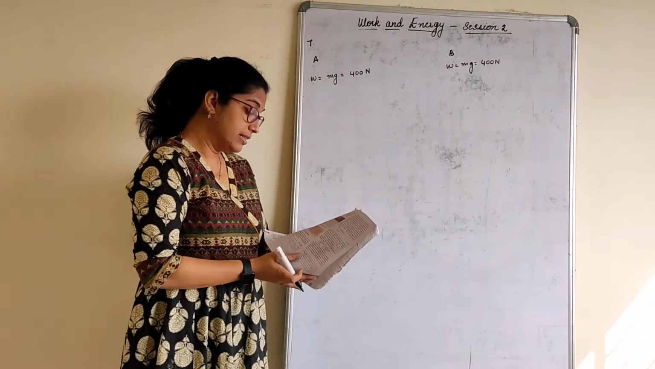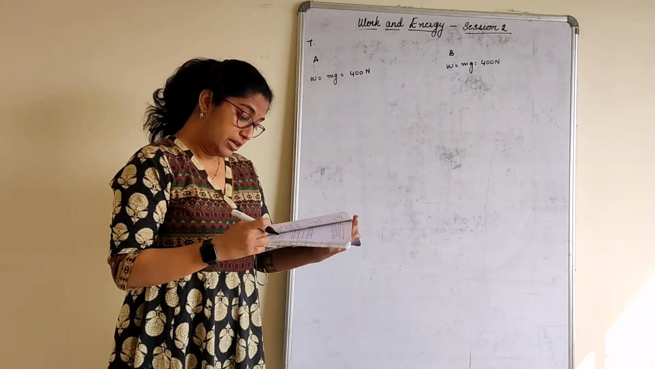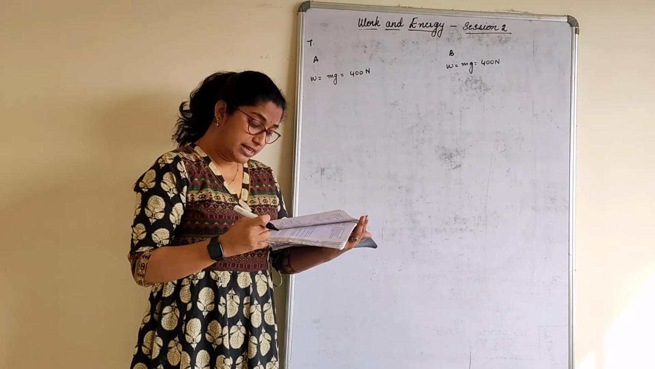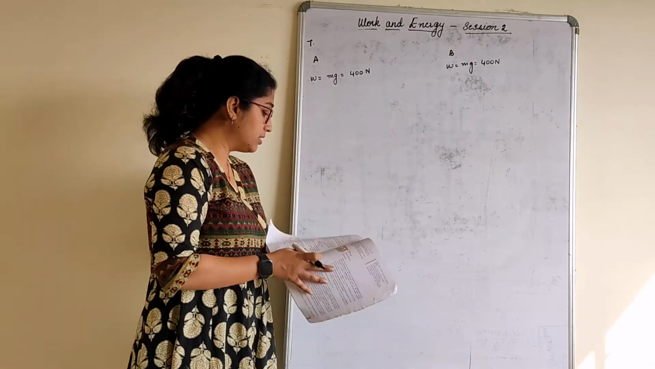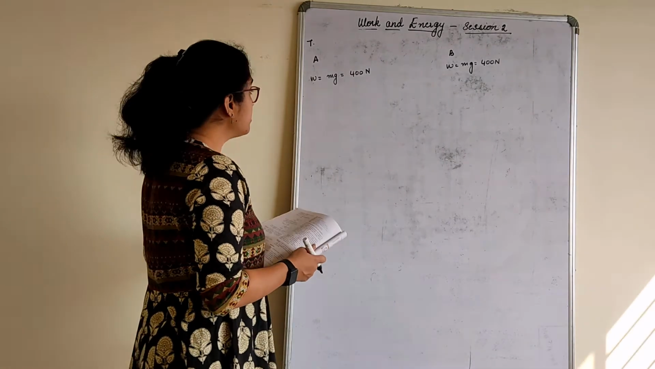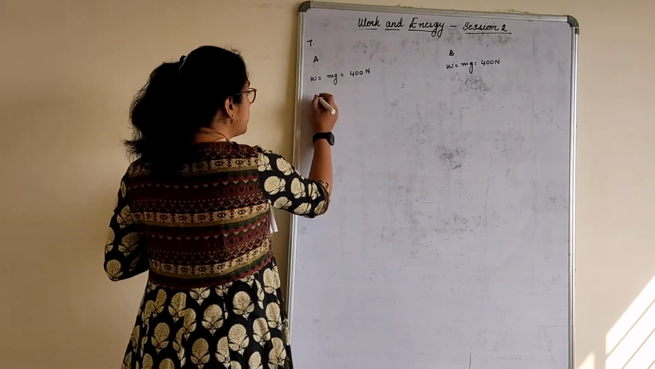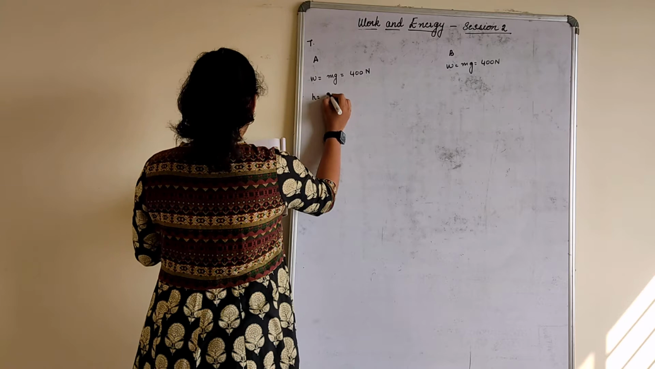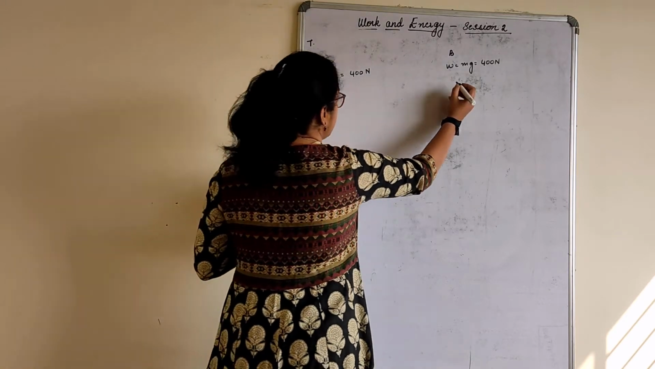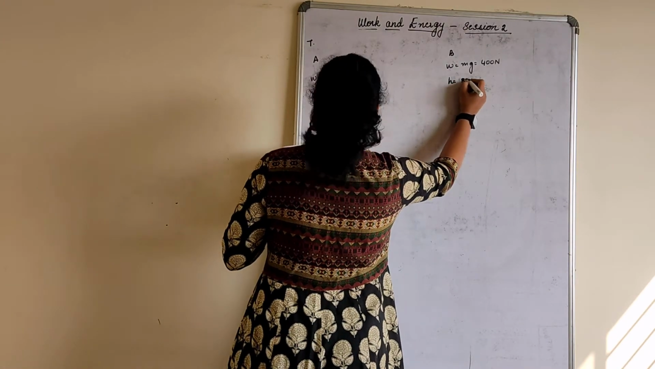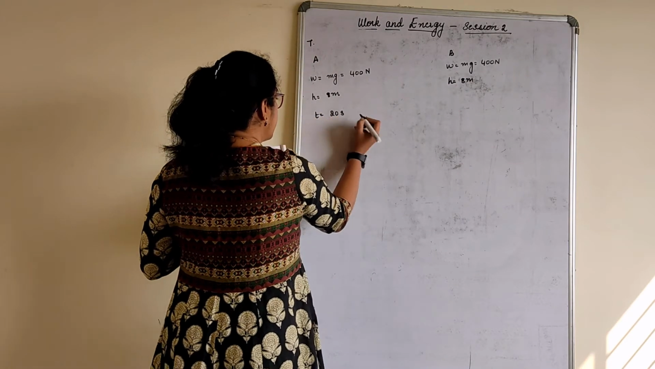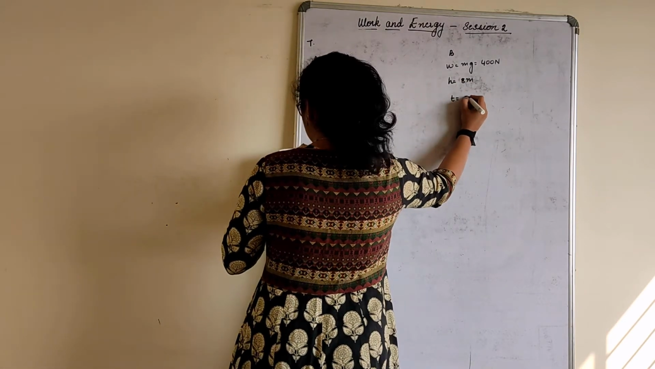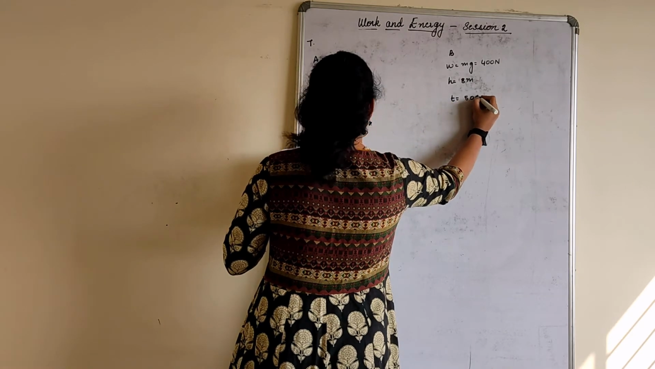Okay. Let's see the next part, what they have asked. Girl A takes 20 seconds while B takes 50 seconds to accomplish the task. What is the displacement? To what height are they moving? h is equal to 8 meter, both the same thing. Time taken by this girl is 20 seconds, time taken here is 50 seconds.